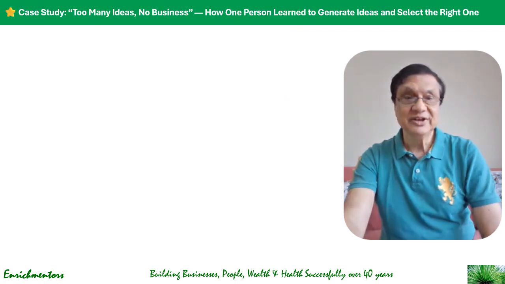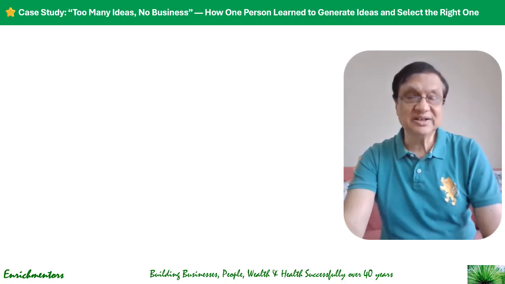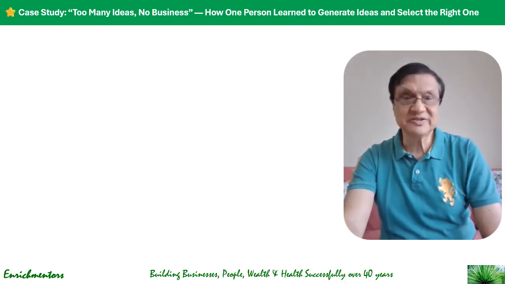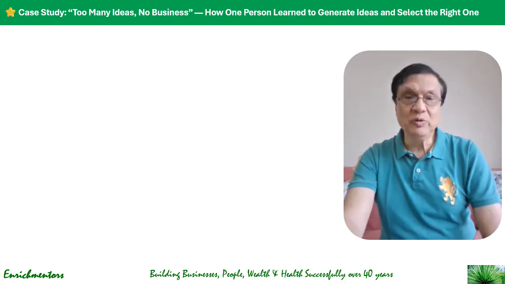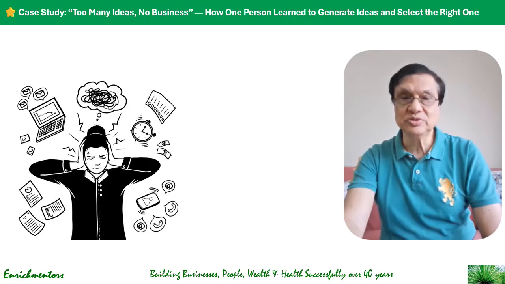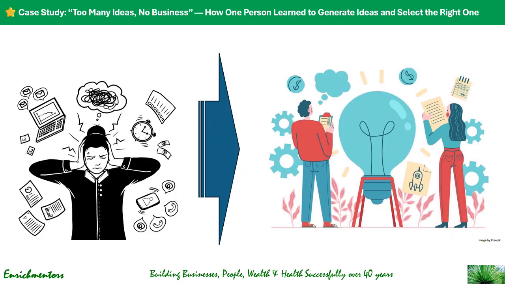Right. So the theme of this case study is basically see how an individual moved from an idea overload and confusion to systematic idea generation, evaluation, and successful launch of a new business. Three things: idea generation, evaluation, and that leading to successful launch of a new business. So let's take a look at this case.